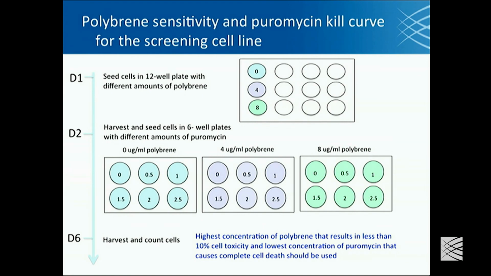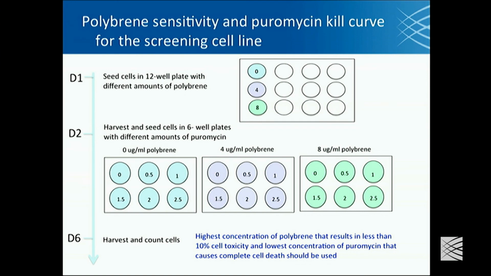The next is determining polybrene sensitivity and puromycin sensitivity, exactly like Brianna talked about. Polybrene is a polycation that can help infection efficiency, but it also comes with a viability hit for some cell lines. So you're going to want to take that into account.